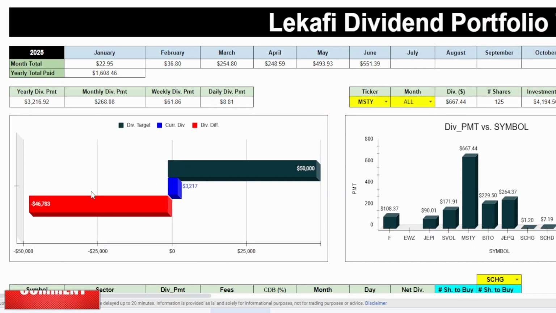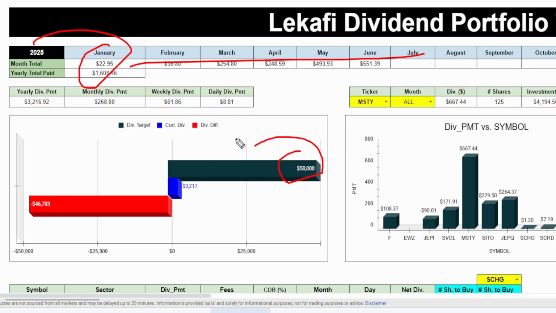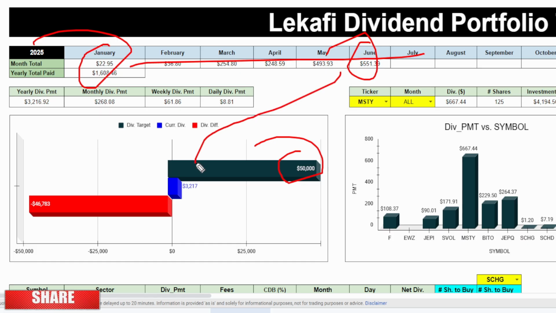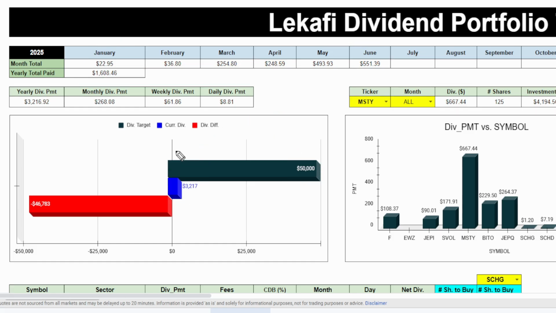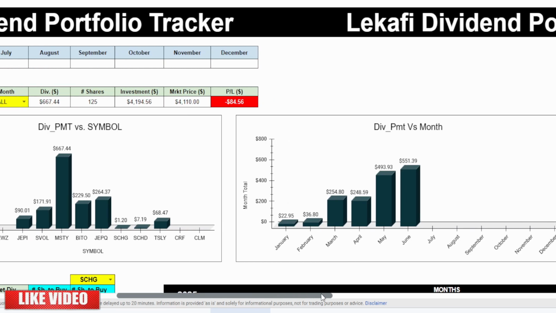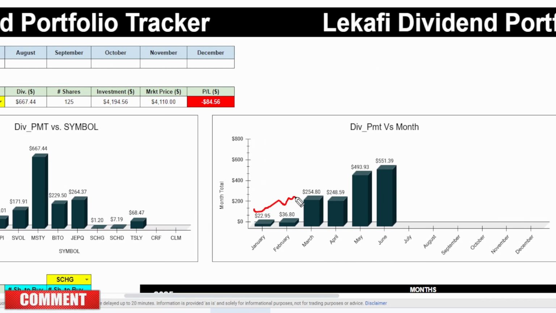Why? Because I've said to you guys many times, we are taking this portfolio from pretty much zero in January of this year all the way up to this value here, which is roughly $50,000 in dividends per year. So far, in pretty much 6 months, we are up to 3.3K. That's really, really fast. Why? The power of compounding. And the power of compounding is this. Look at this. Up, up, up, and up.